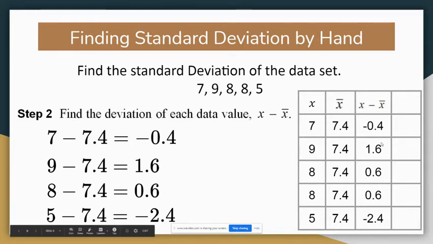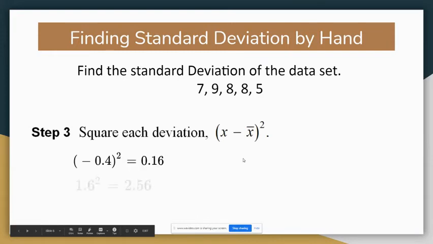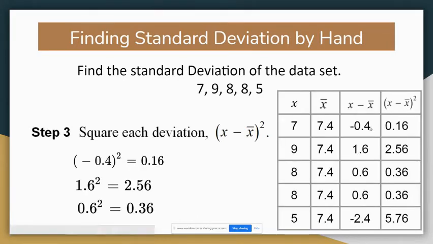Step 3, we are going to take each of those deviated values and we're going to square them. Okay, so we square negative 0.4 and we get 0.16. Keep in mind, whenever you square a negative number, you're doing a negative times a negative, so it's always going to be positive. And then 1.6 squared is 2.56. 0.6 squared is 0.36, and then negative 2.4 squared is 5.76.